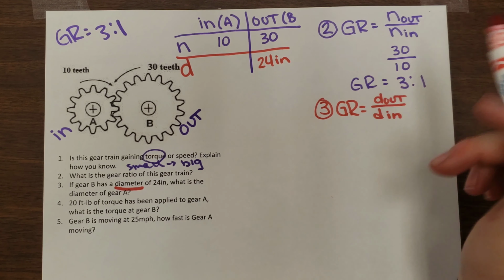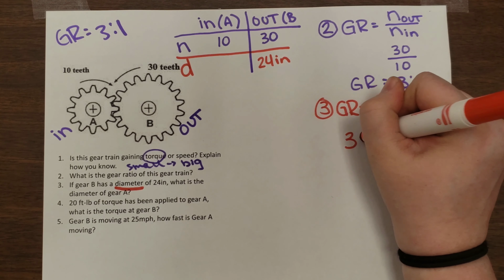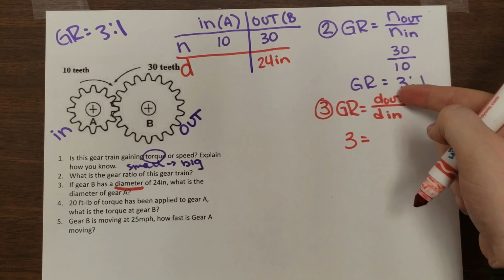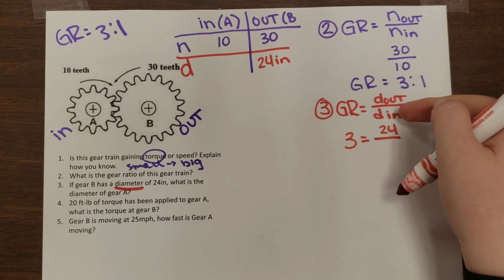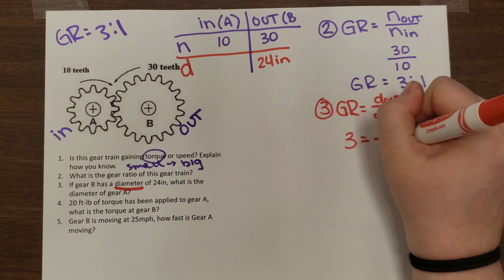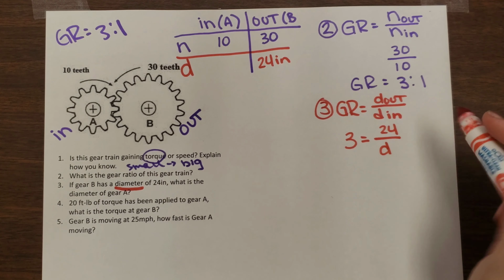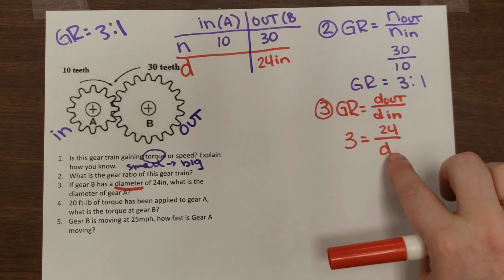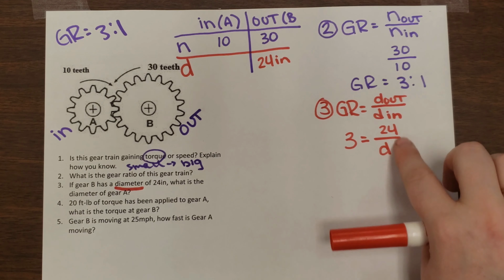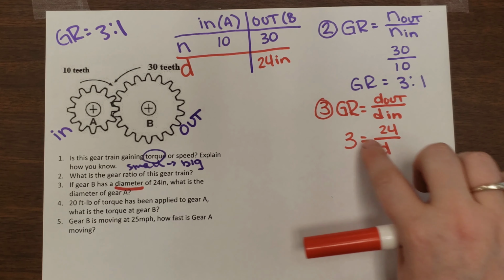So my gear ratio is 3. So I'm going to plug that in. The diameter of my output is 24 inches. The diameter of my input is unknown. So I need to find my missing variable. So what I'm going to do is I need to get this variable out of the bottom of this fraction. So I'm going to do that by multiplying it up.